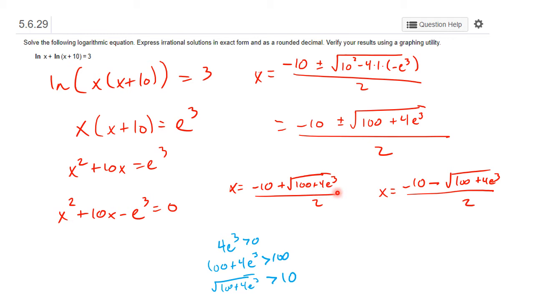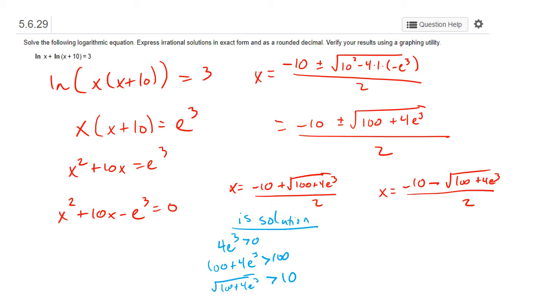So this numerator is positive. I have a positive number over 2. X is positive, and x plus 10 is definitely positive. So this is a solution. It is in the domain of the original expression.